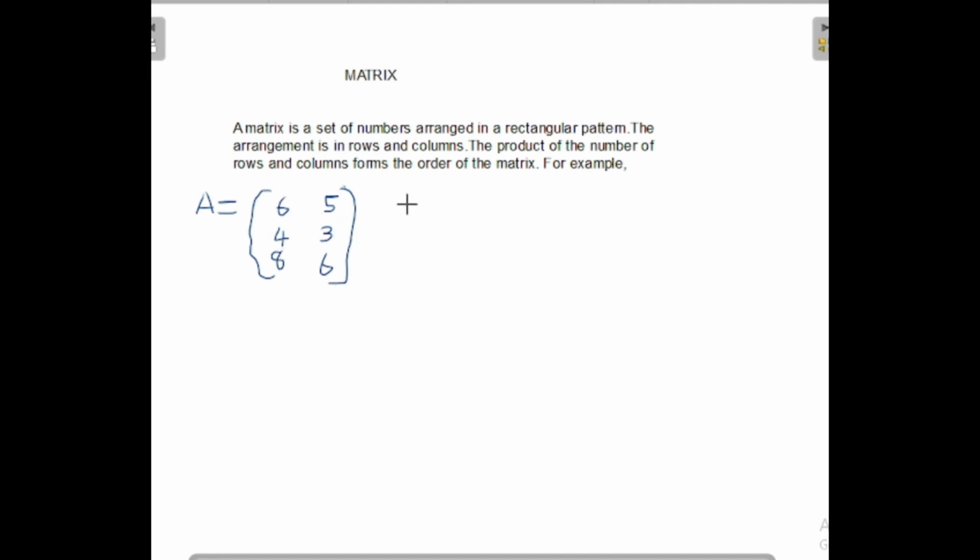So here we have 3 rows and 2 columns. Now in this matrix, you can write it as what? This is a 3 times 2 matrix.